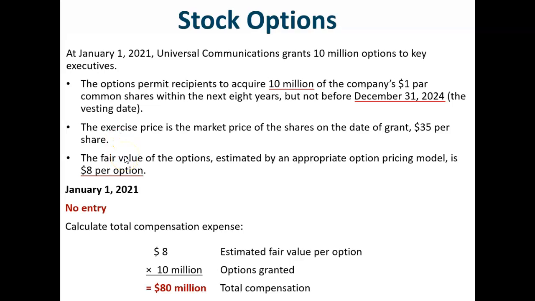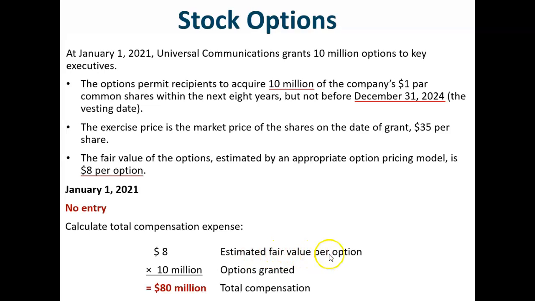The fair value of the options: the book is not asking you to calculate this difficult computation. It's giving you the fair value of the options, estimated by an appropriate option pricing model, as $8 per option. So on January 1st, 2021, there is no journal entry required. That's the date of the grant. But we do need to calculate the total compensation expense.